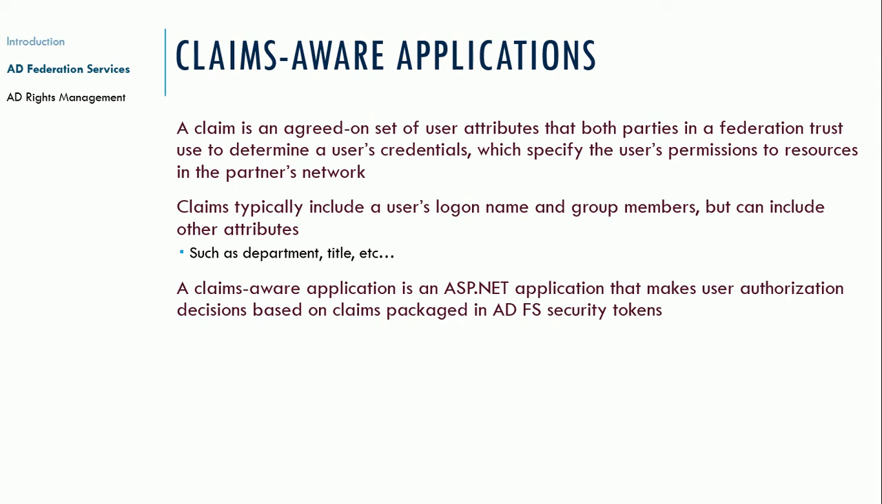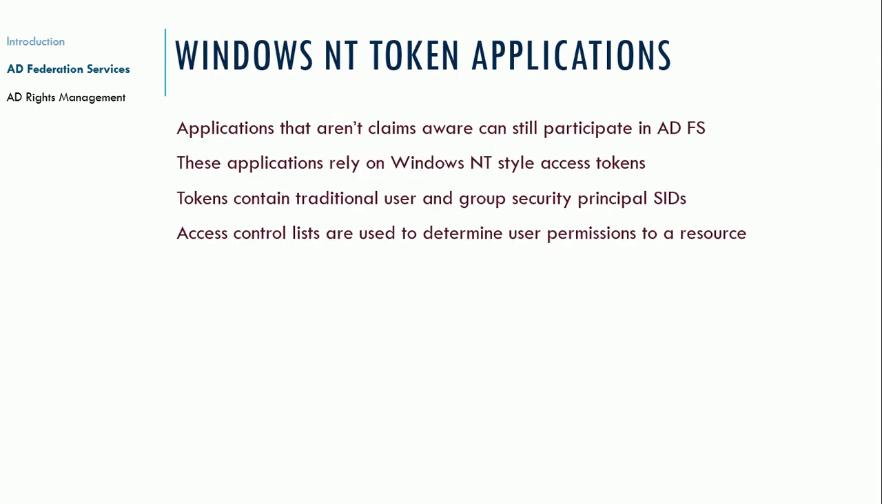I work with applications in one of my roles where we develop applications that use this, and we can define permissions based on the user. I work a lot in healthcare, and if somebody works in the radiology department, they're allowed to do certain things on the resource, and if they work in the billing department, maybe they can do something else, for example. So a claims-aware application is typically an ASP.NET application, although I should say it doesn't have to be anymore, but typically it is an ASP.NET application that makes user authorization decisions based on the claims packaged in an ADFS security token. There are ways to do this without ASP.NET, though.